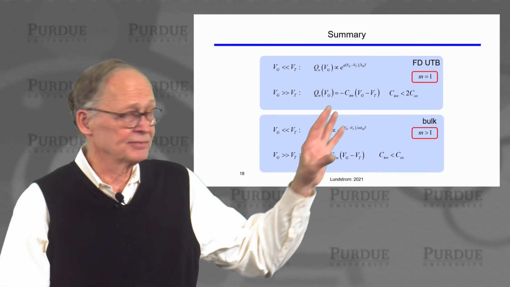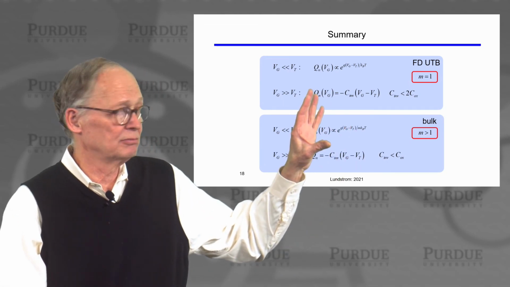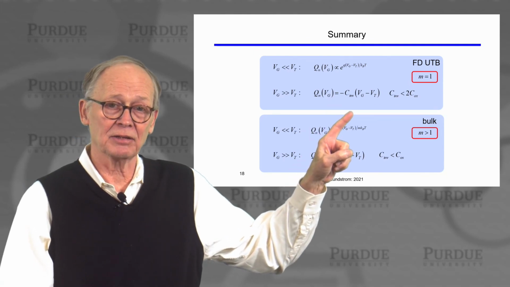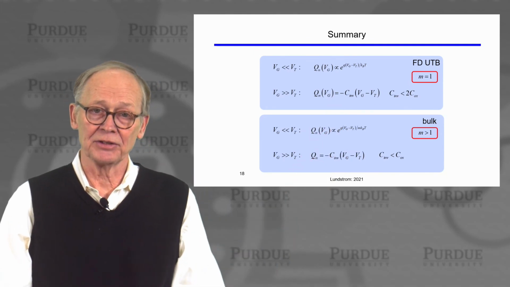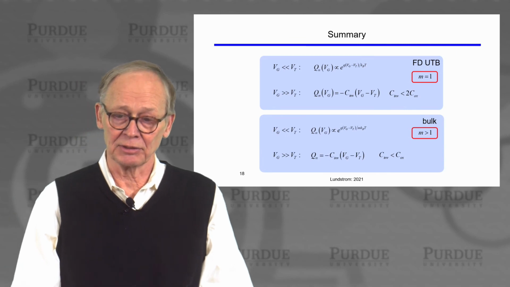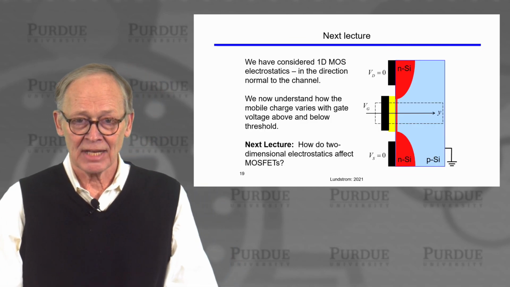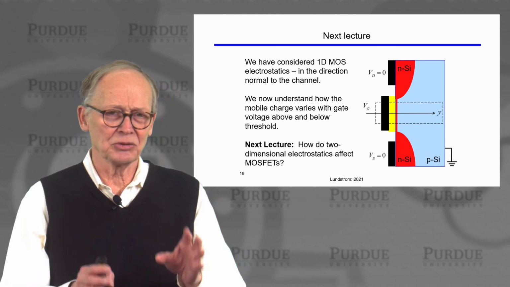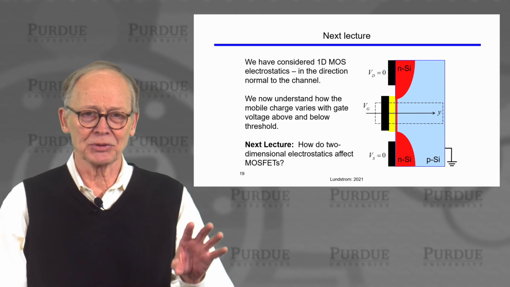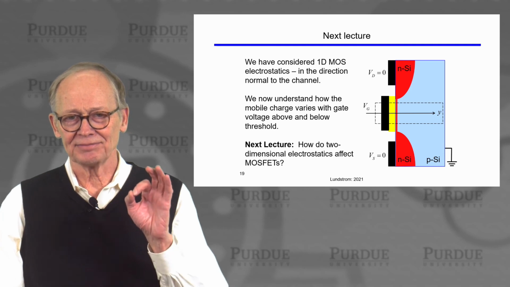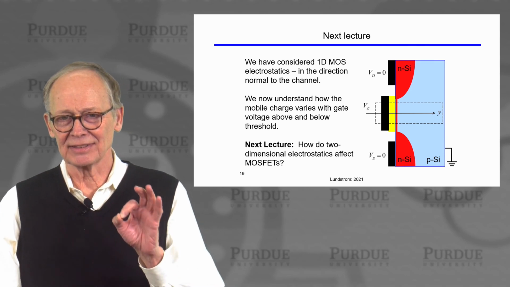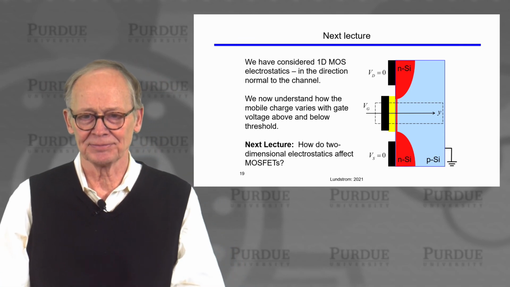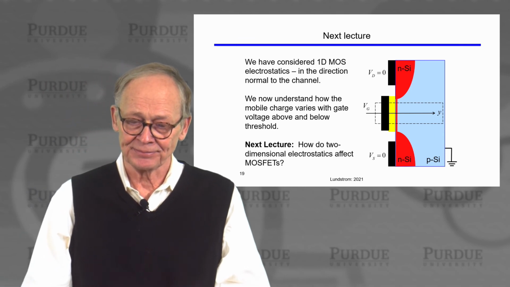Above threshold, both systems behave the same. The mobile charge is the total gate capacitance times Vg minus Vt. It varies linearly with gate voltage. All right, we have derived this expression that we used way back in the beginning of the course. Mobile charge is minus oxide capacitance times Vg minus Vt, and we've learned it's not quite the oxide capacitance, but it's close. Now we're ready to move on.